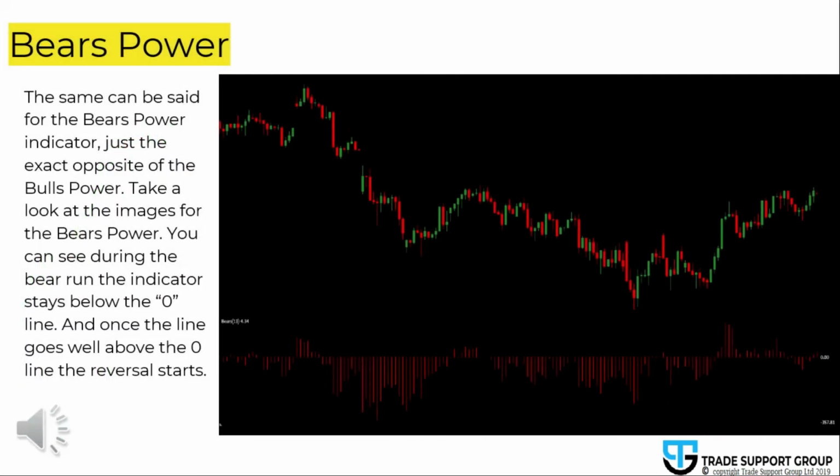The Bear's Power is exactly the opposite of the Bull's Power indicator. As you can see on the chart here, we are in a bearish downturn and the Bear's Power presses below the 0 quite heavily until towards the end we see a reversal in the price action, and we can see that the Bear's Power recedes back towards the zero line, and eventually goes above the zero, confirming the price change.